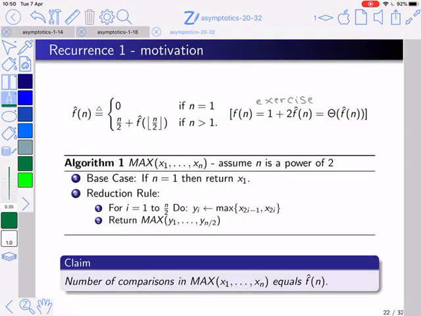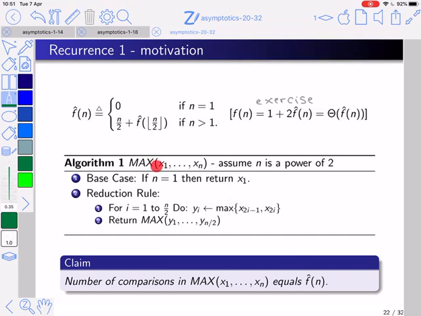I will define a similar function. I will call it f hat. F hat is 0 in the base case, and it uses the same reduction rule. So the only difference between f hat and f is in the base case. I'll leave it as an exercise to prove that f equals 1 plus 2 times f hat, and that in fact implies that f has the same rate of growth as f hat. So let's talk a little bit about f hat first.